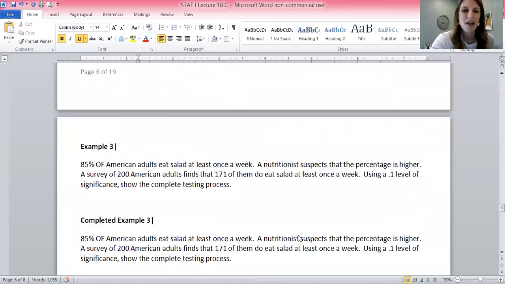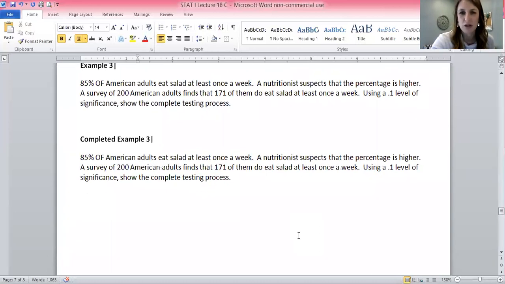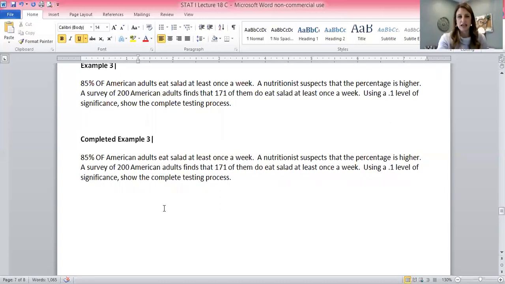Okay, let's see. We have another example, and I'm actually going to do this example right now on the recording. I figured I would wait and type it all up here. So, well, we're on here together.